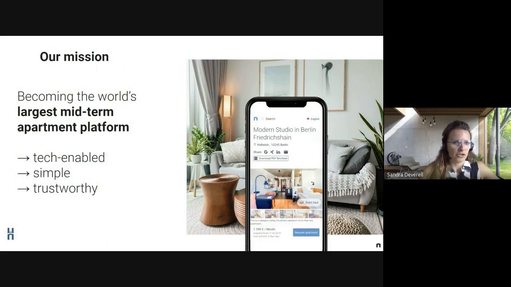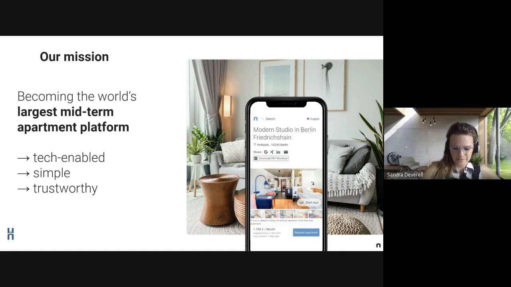So this is our mission: to become the world's largest midterm apartment platform. We focus on tech-enabled solutions, simple processes, and trustworthiness. To give you a little bit more insight, we attend to B2C customers, so private customers who come directly to our platform. We also attend to B2B customers that might request certain apartments from us in an offline way, bookings, and we adapt to their needs and supply them with solutions.